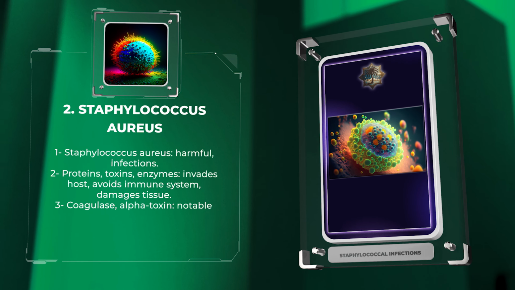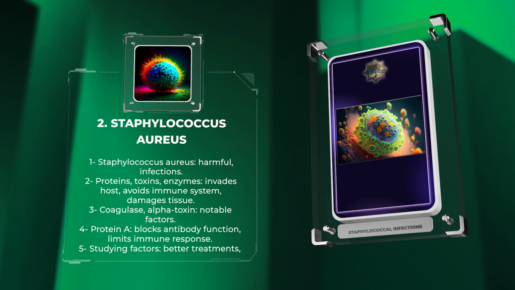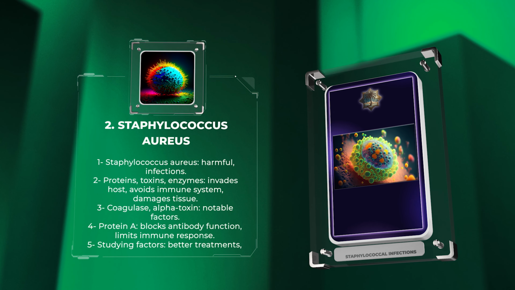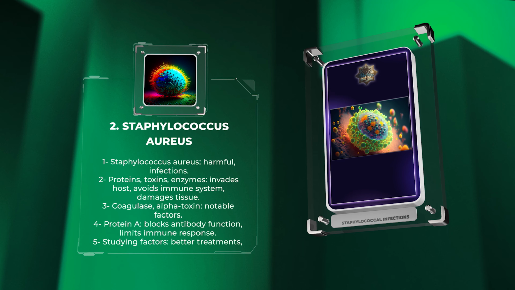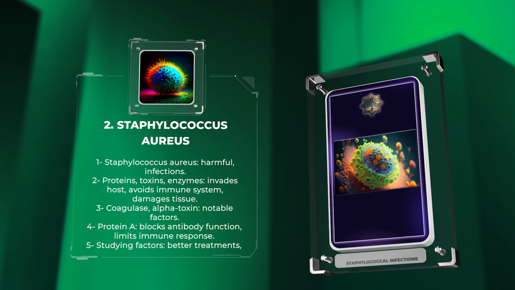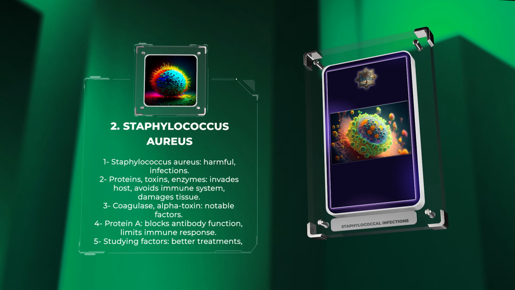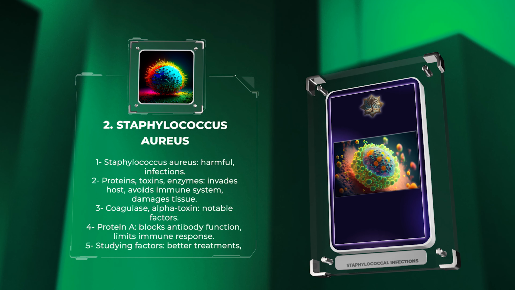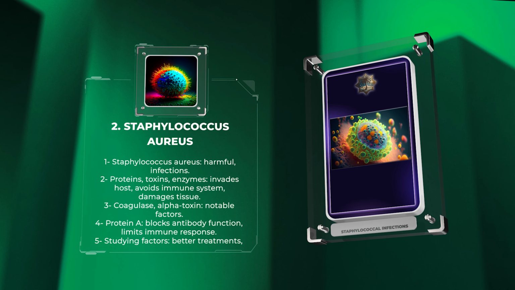Staphylococcus aureus has various factors that make it harmful, allowing it to cause a range of infections. These include proteins, toxins, and enzymes that help it invade the host, avoid the immune system, and damage tissue. Some notable factors are coagulase and toxins like alpha toxin. The bacterium also has a protein called protein A, which limits the immune response by blocking antibody function. Studying these factors helps us develop better treatments and prevent staphylococcal infections.